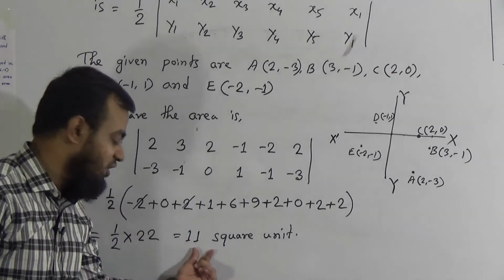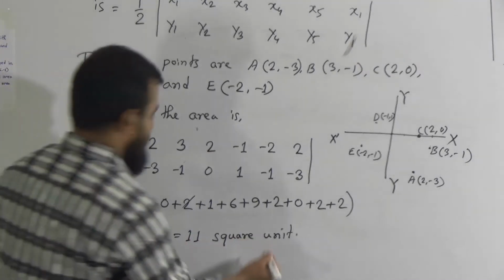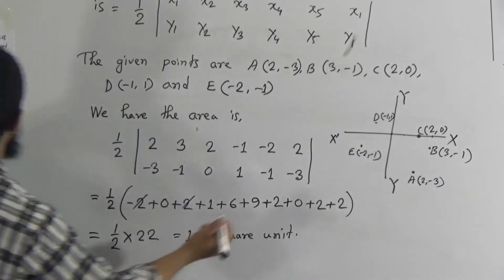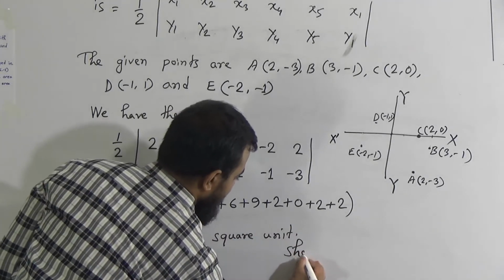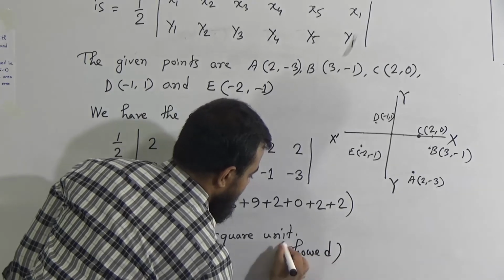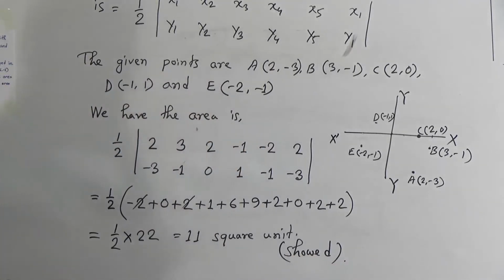Already we have got it. You can write down showed. Okay, or you can write down, yes, you need to show that, so you should write down showed. The students, I think you have understood how to solve this one. Okay, now we'll solve the next one.